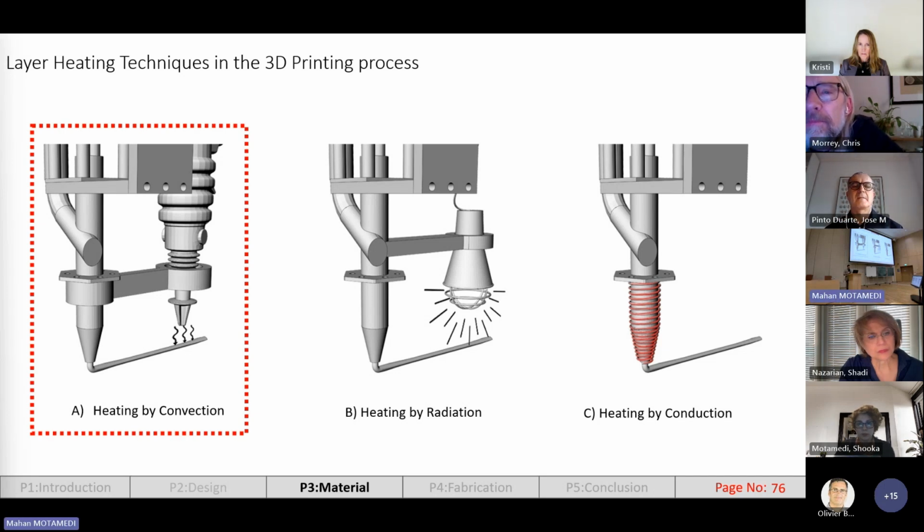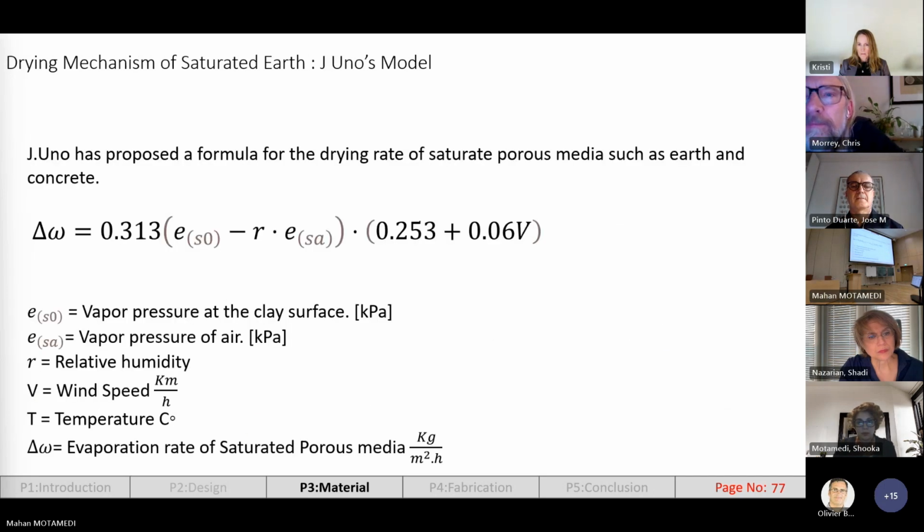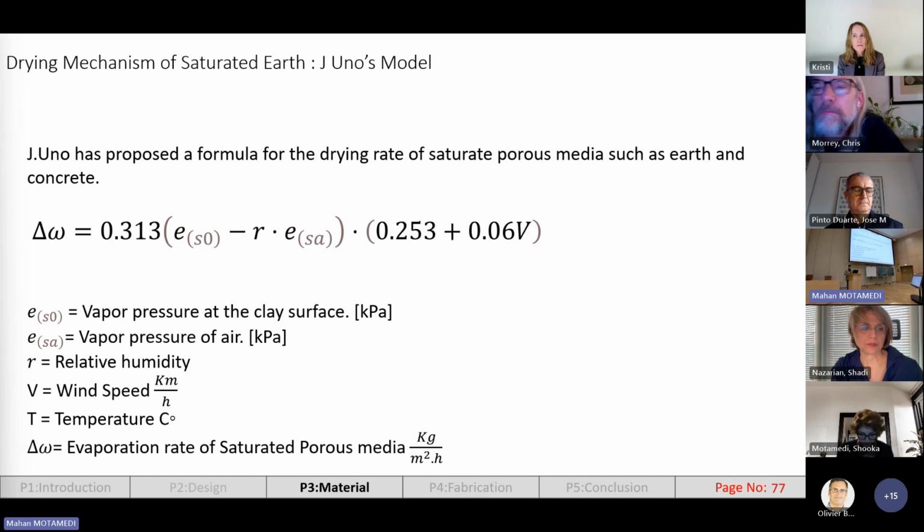Our objective is to use the heat by convection. In order to evaluate the drying mechanism of saturated earth materials, J. Munoz has proposed a formula for the evaporation rate of saturated porous media, such as concrete and earth. As you can see in his formula, the evaporation rate is really dependent on environmental conditions, such as vapor pressure at the clay surface, vapor pressure of air, relative humidity, wind speed, and temperature.